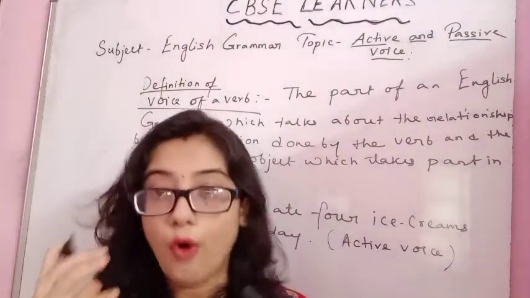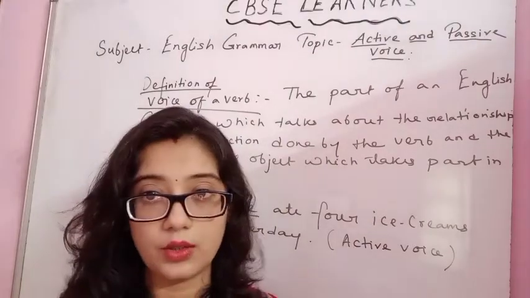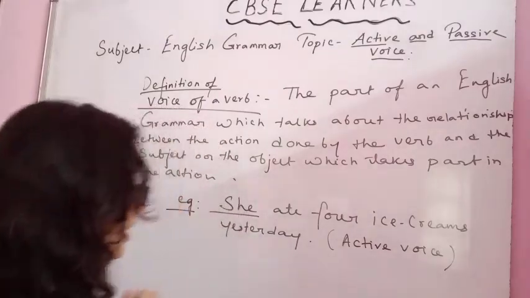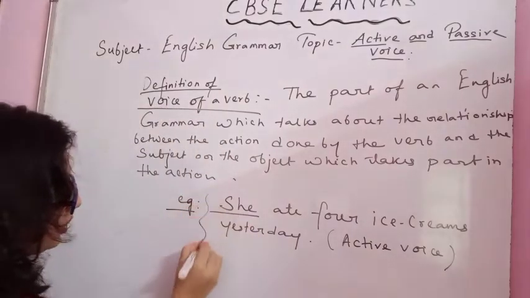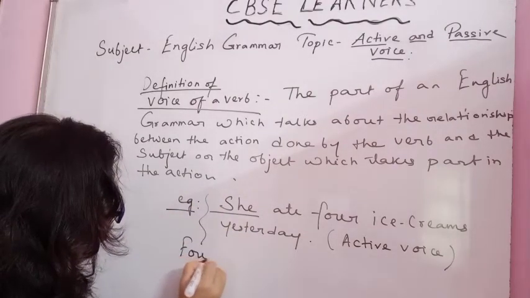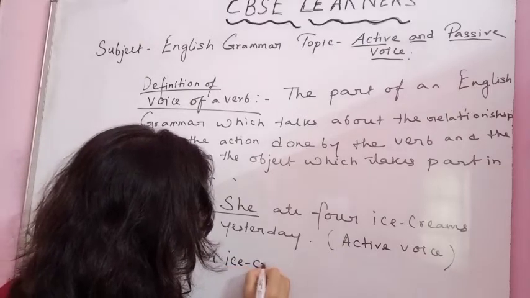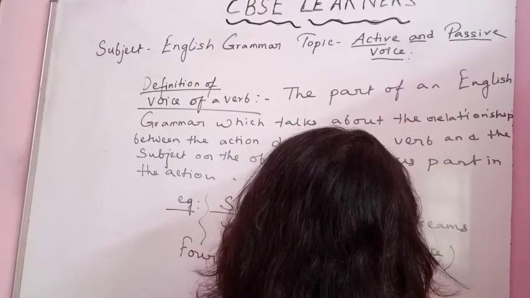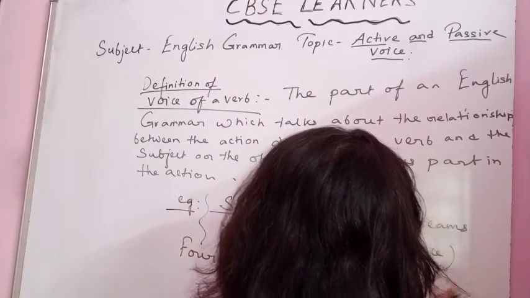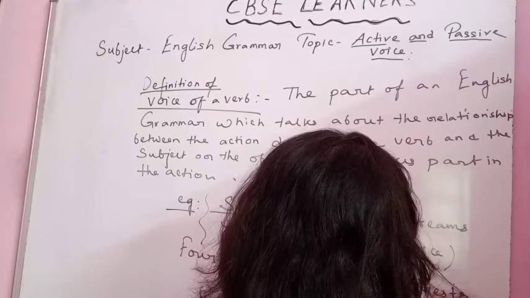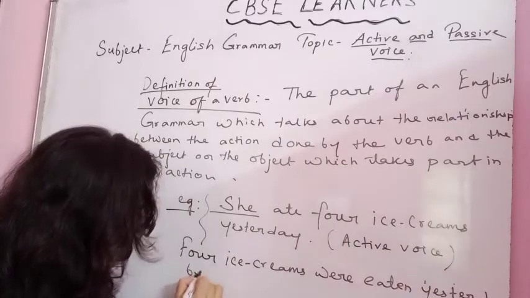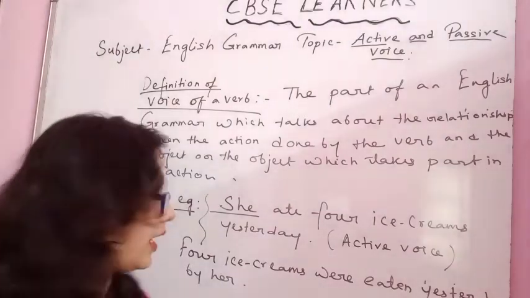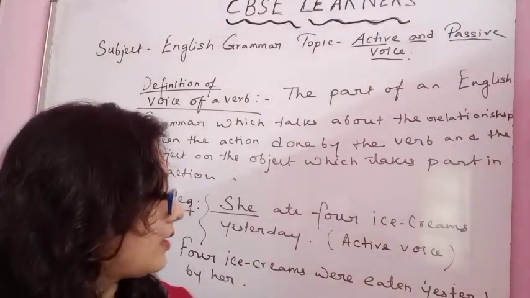Now when the focus is on the object or the work done, at that time we can call the voice of the verb to be in passive voice. For example, let's change this one: 4 ice creams were eaten yesterday by her. You can write yesterday after 'by her', or you can write it before also.